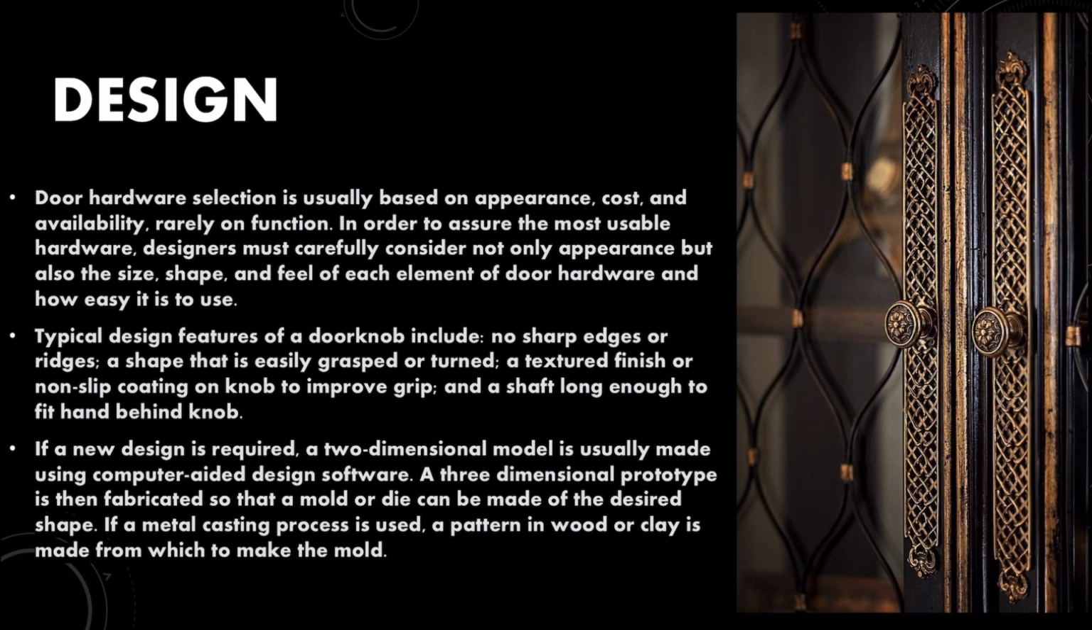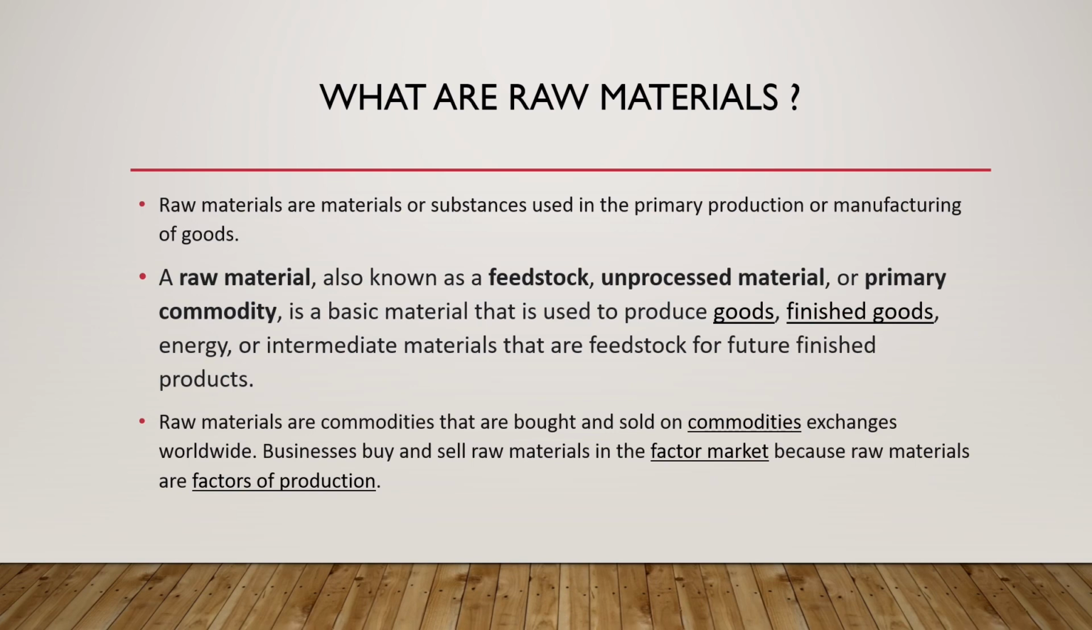If a new design is required, a two-dimensional model is usually made using computer-aided design software. A three-dimensional prototype is then fabricated so that a mold or die can be made of the desired shape. If a metal casting process is used, a pattern in wood or clay is made from which to make the mold.